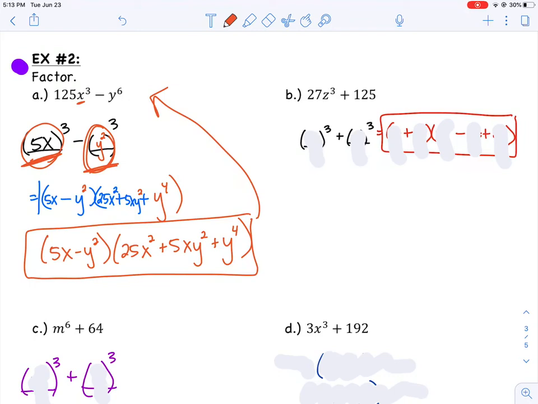I need to be able to write both of these as a quantity cubed. Now it looks like to me the only thing that's cubed right now is the z.